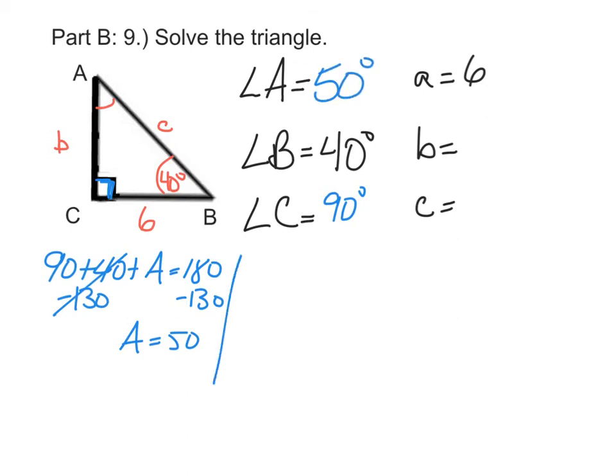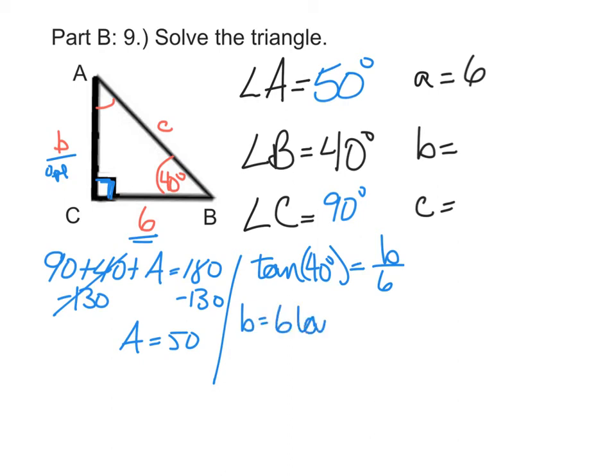Now, to find the missing side lengths, first I'm going to try and find side B. And B is opposite angle B. And 6 would be adjacent to B. Opposite and adjacent means I'm talking about tangent. The tangent of angle B is going to equal opposite over adjacent. The angle was 40 degrees. The opposite is B, and the adjacent side is 6. So that means B, multiplying by 6 on both sides, is going to equal 6 tangent of 40.